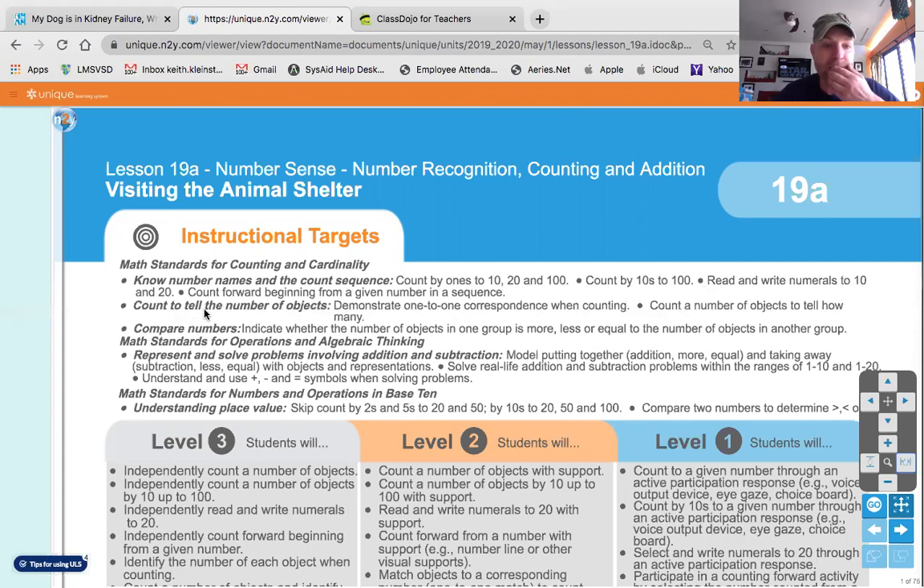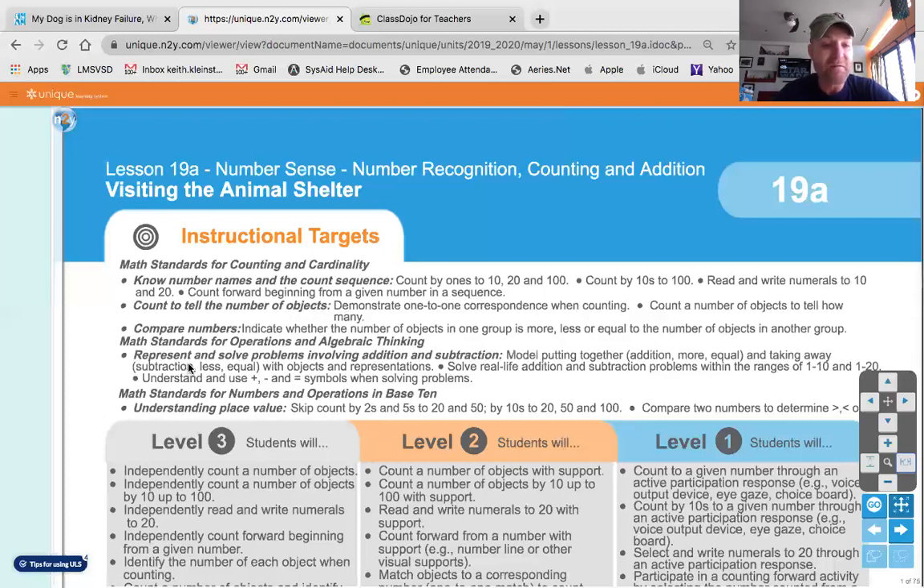Count to tell the number of objects. Demonstrate one-to-one correspondence when counting. Count a number of objects to tell how many. Compare numbers. Indicate whether the number of objects in one group is more, less, or equal to the number of objects in another group.